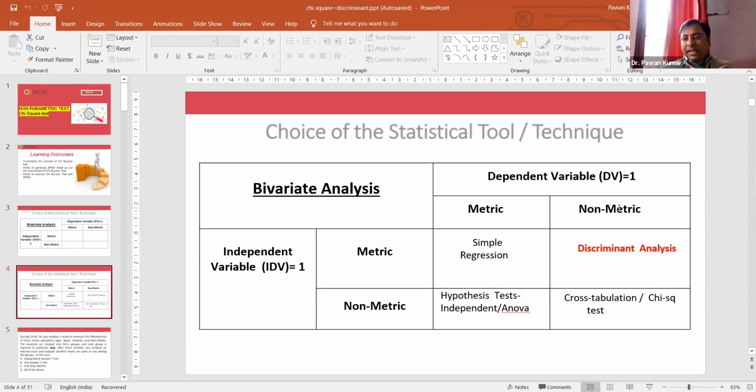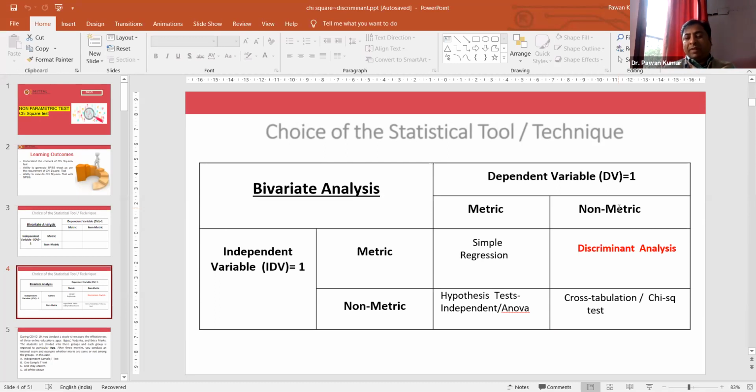It's very common sense that you have the two. Your independent variable is also non-metric, that is the color of the lipstick, that is pink, maroon, or any color you can take. And your dependent variable is also non-metric because you have the age category. Category means age category.